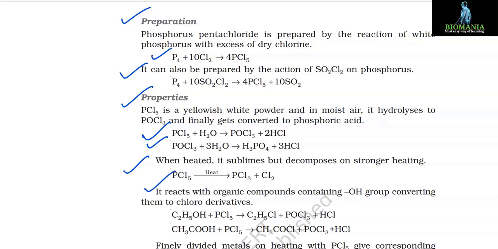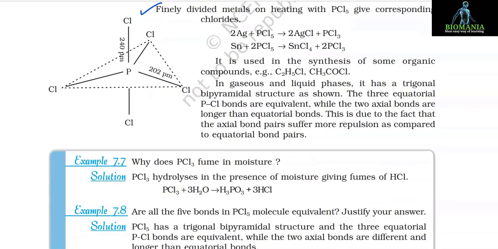It reacts with organic compounds containing OH group, converting them to chloroderivatives, and the reactions are: C2H5OH + PCl5 gives C2H5Cl + POCl3 + HCl. CH3COOH + PCl5 gives CH3COCl + POCl3 + HCl. Finely divided metals on heating with PCl5 give corresponding chlorides. 2Ag + PCl5 gives 2AgCl + PCl3. Sn + 2PCl5 gives SnCl4 + 2PCl3. It is used in the synthesis of some organic compounds, for example C2H5Cl, CH3COCl.